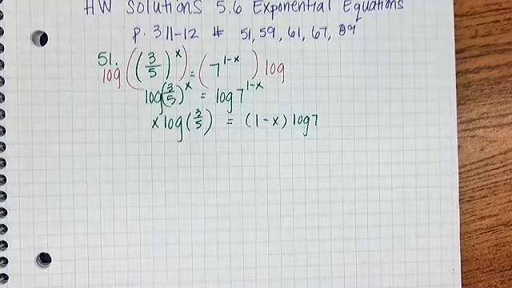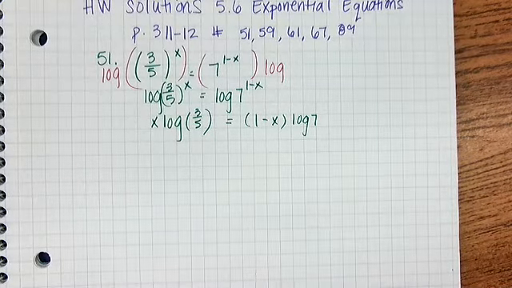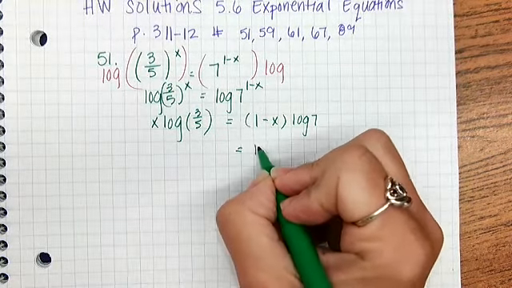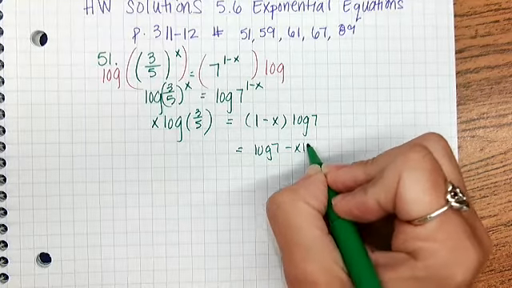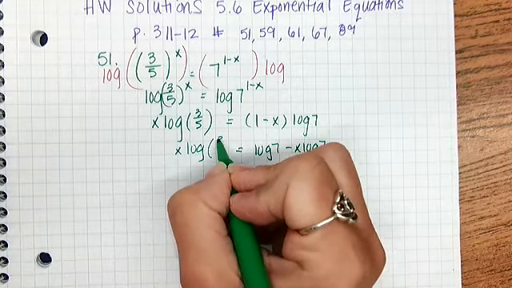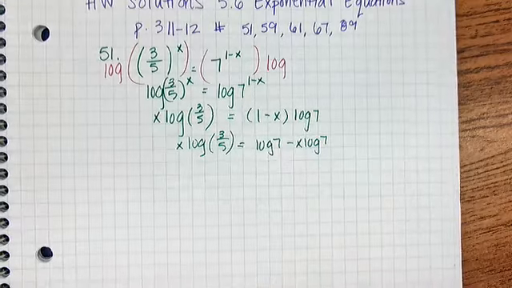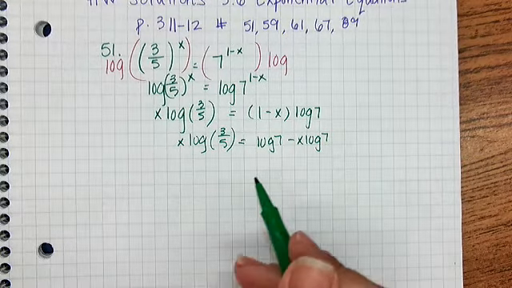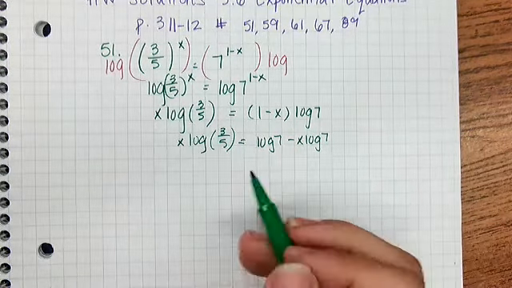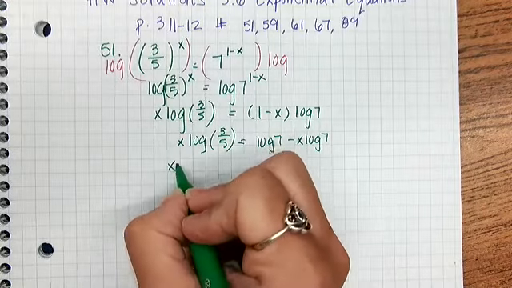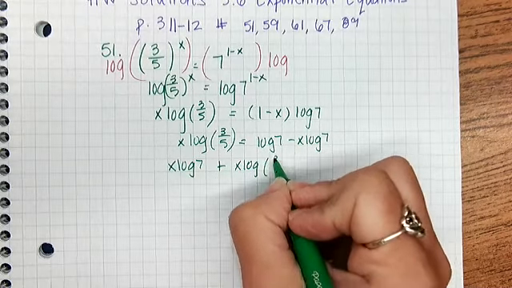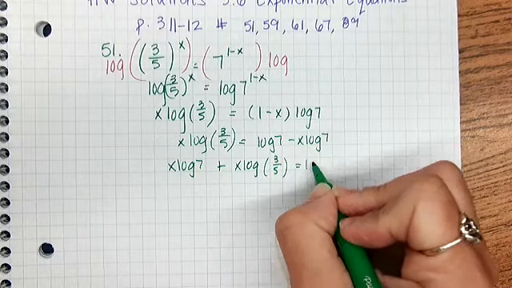I'm going to go through these kind of fast, and you can obviously pause along the way. I need to get all the x's on one side. So this is going to be the log of 7 minus x times the log of 7, and this is x times the log of 3/5. Put all the x's together on one side and the constants on the other, so that way you can factor out an x. So I'm going to add x times the log of 7 plus x times the log of 3/5, and that's going to equal the log of 7.